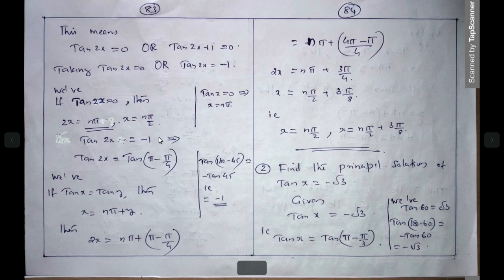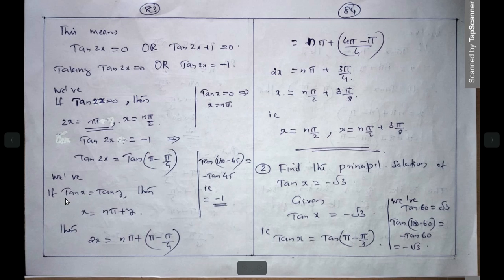Similarly, tan 2x plus 1 is equal to 0, tan 2x is equal to minus 1. Right. We know that tan 180 minus theta is equal to minus tan theta. We know the reduction formula. So tan 180 minus 45 means minus tan 45, that is minus 1. Tan 45 is equal to 1. Okay. So this minus 1 can be converted as what? Tan 180 minus 45. 45 means what? Pi by 4.